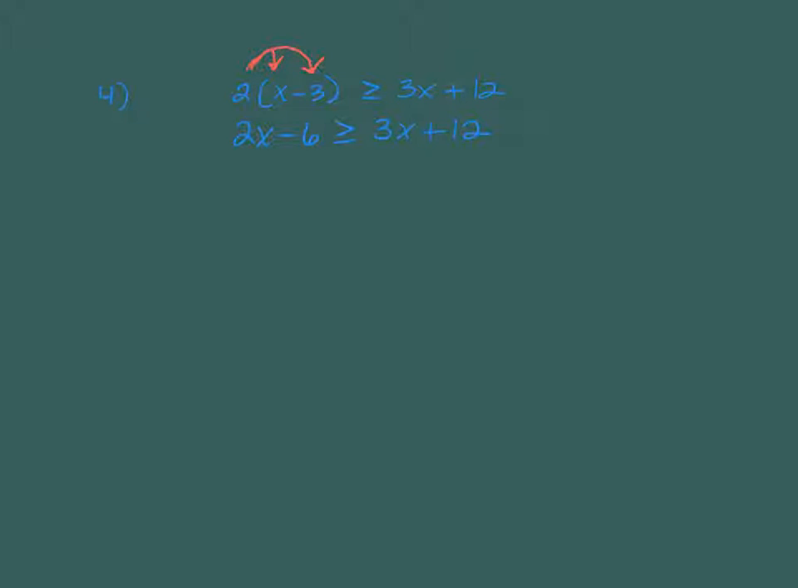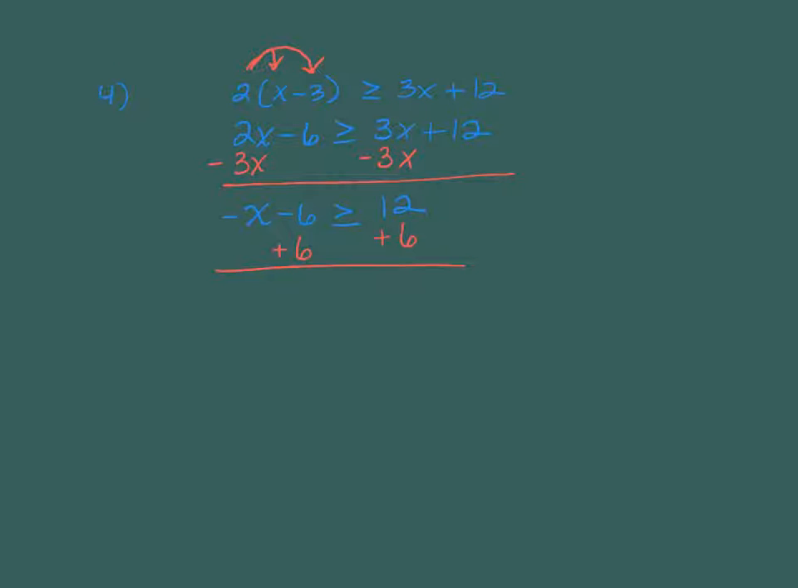Now I can go ahead and I can start using inverse operations because both sides of my inequality are simplified. I'm going to start by subtracting 3x from both sides. That's going to leave you with negative x, because 2 minus 3 is a negative 1. So negative x minus 6 is greater than or equal to 12. I've got all my x's on one side of my inequality. So now I'm going to get my x by itself, and I'm going to add 6 to both sides.